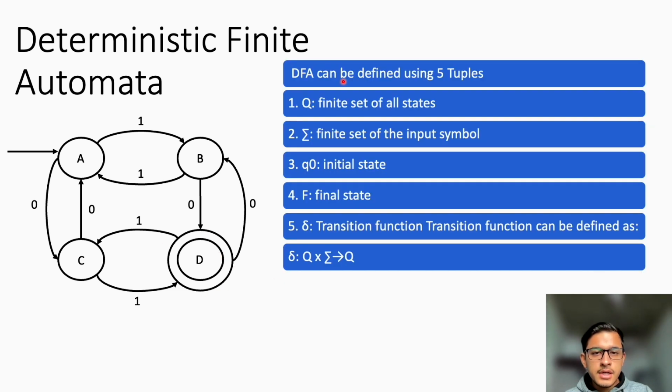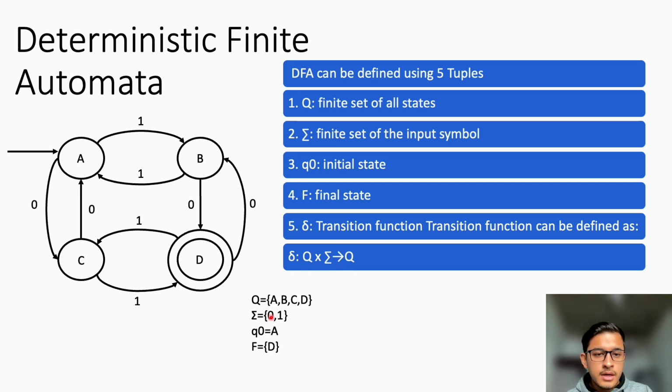We can understand DFA by using 5 tuples. The first one is Q, that is a finite set of all states. In this diagram we have 4 states. The second one is sigma, that is a finite set of all the input symbols, and Q naught is the initial state or the A, and capital F is the final state. Here D is the final state. Delta is the transition function that maps from Q to sigma.